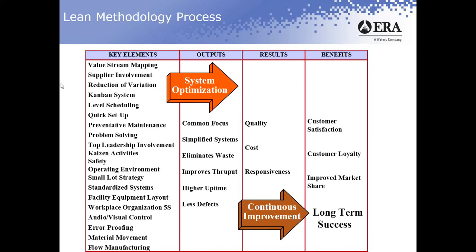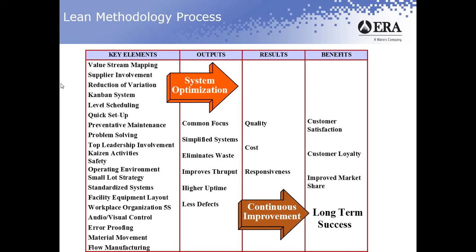This slide gives a very high-level view of how things should work within lean, and basically the key elements on the left-hand side there. They're really different types of tools and different skill sets that you need to educate your employees on. I'm not saying that you have to do every single one of them, but you need to get them to start understanding value stream mapping, Kanban systems, Kaizen activities, operating small lots, making things in smaller lots, facility layout, workplace organization. Those are key elements of the lean methodology.